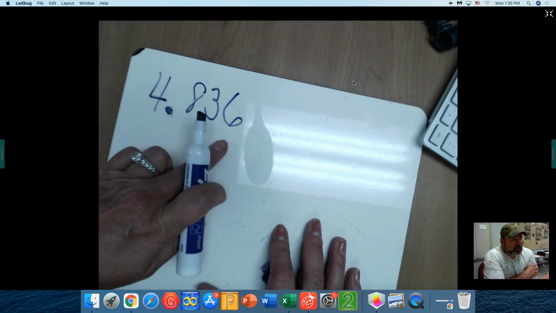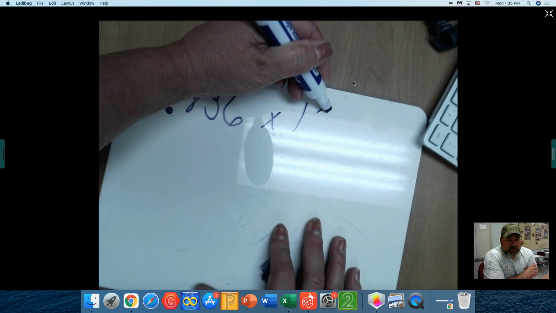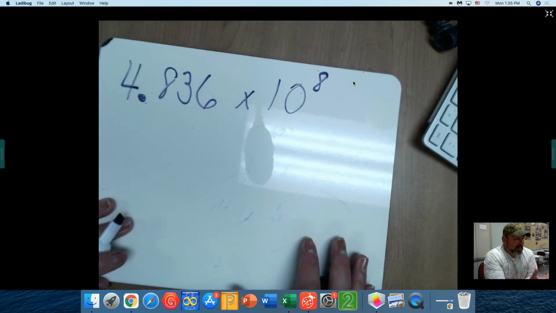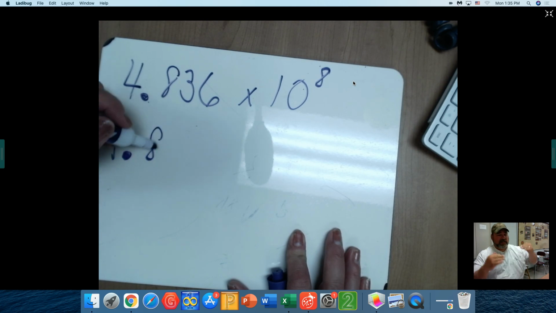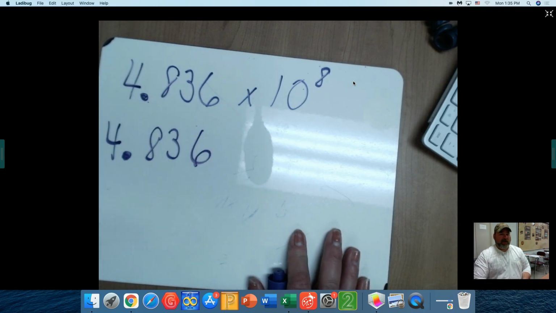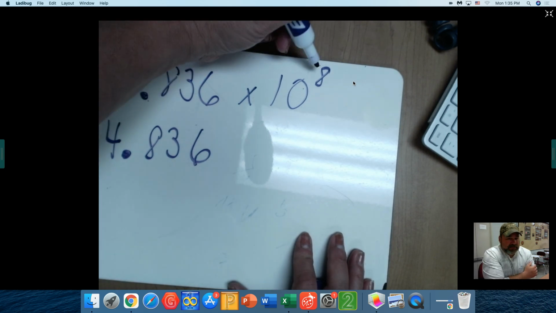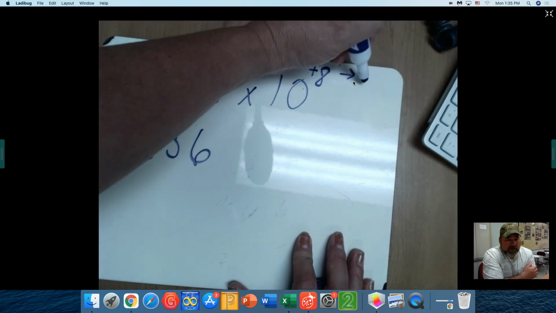So let's say it's 4.836, because remember you can have as many as you want to the right, but only one to the left, times 10 to the 8th. Okay, so again, it doesn't matter how many numbers I have to the right of the decimal. When I go from scientific notation to standard form, I'm going to move my decimal 8 places. And since it's positive, you're going to move them 8 places to the right.